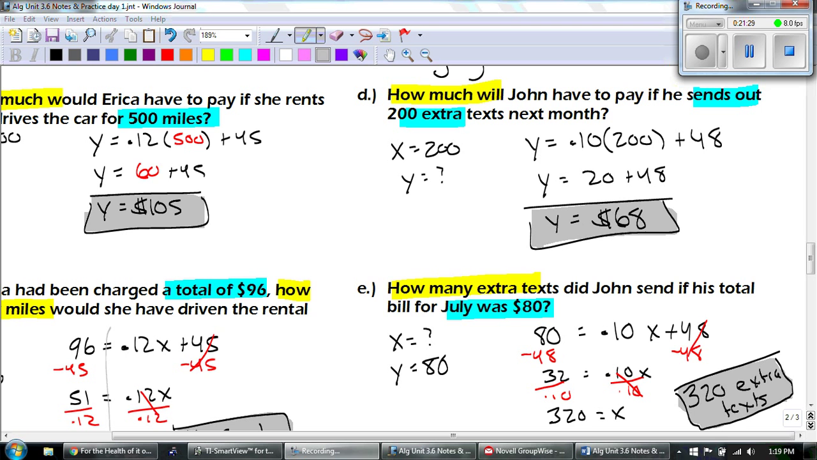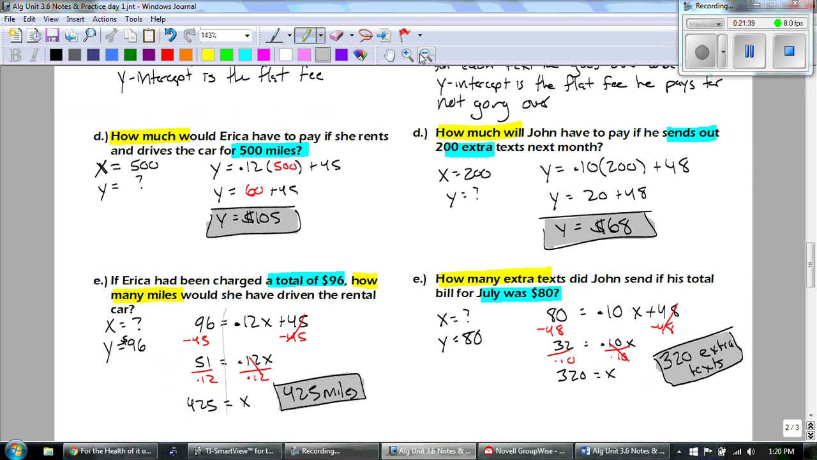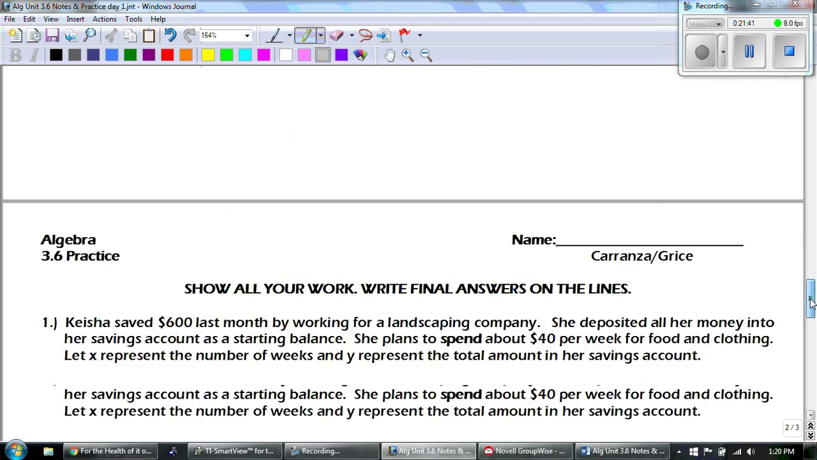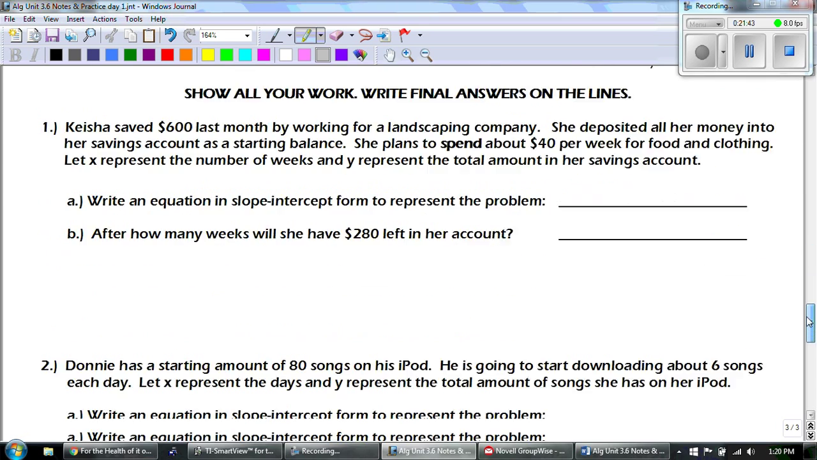Now, if you need help on this, or if you still don't understand, please come find Ms. Carranza or myself. We would love to help you out. Your homework for this evening is going to be 3.6 practice. Okay, so come see us if you need help.